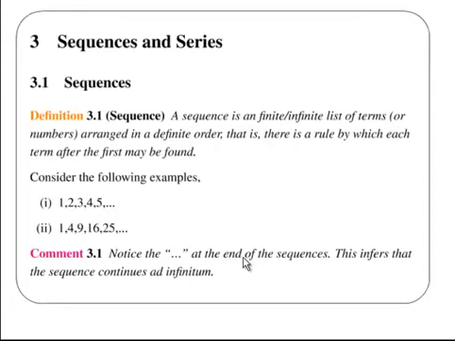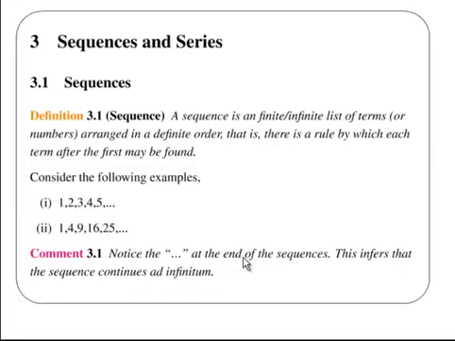So in this part we're going to look at sequences. Now, a sequence is a finite or infinite list of terms or numbers, usually numbers actually in mathematics, arranged in a definite order. That is, there is a rule by which each term may be found after the previous one. So there's a rule by which each term after the first may be found.